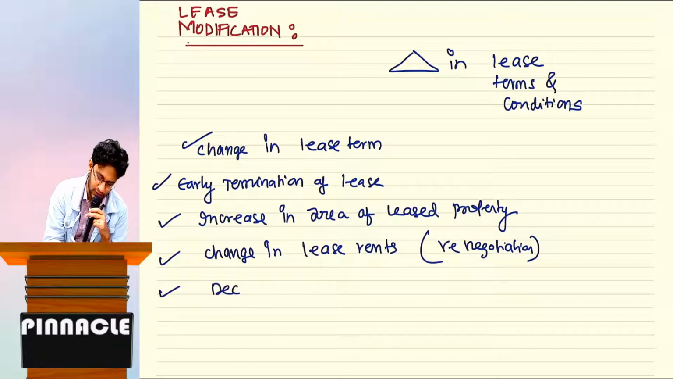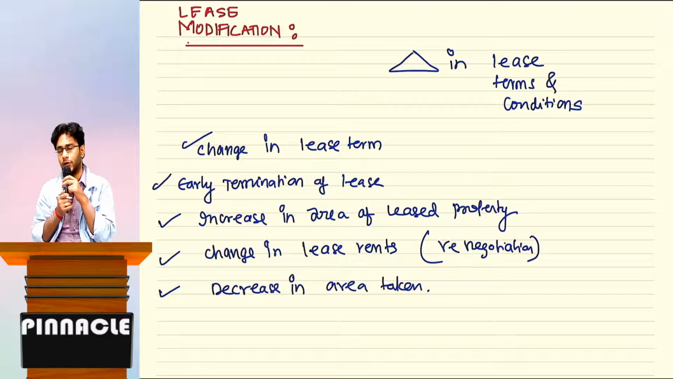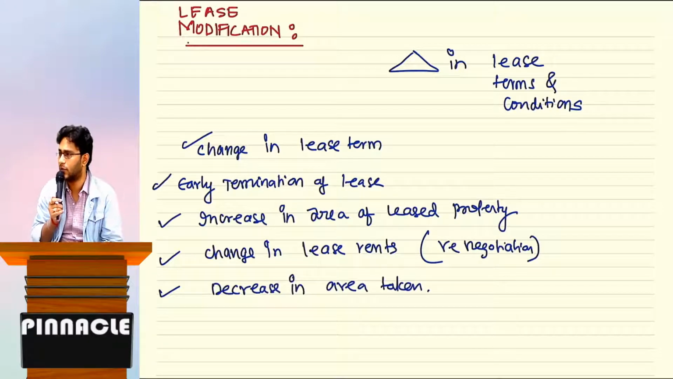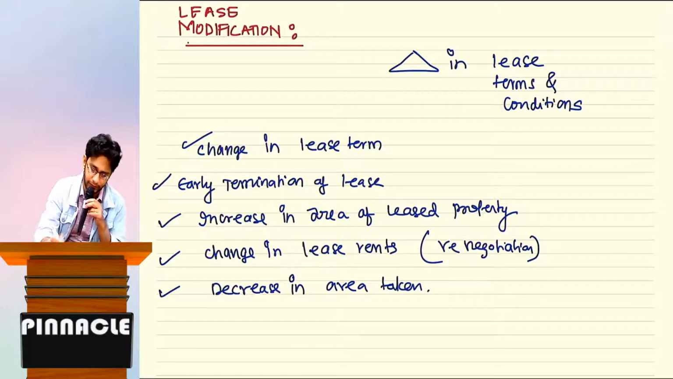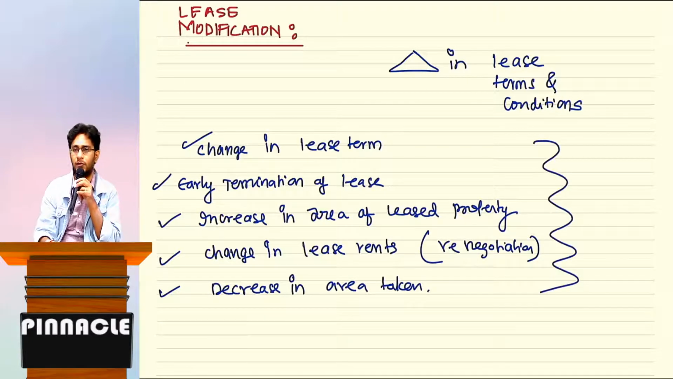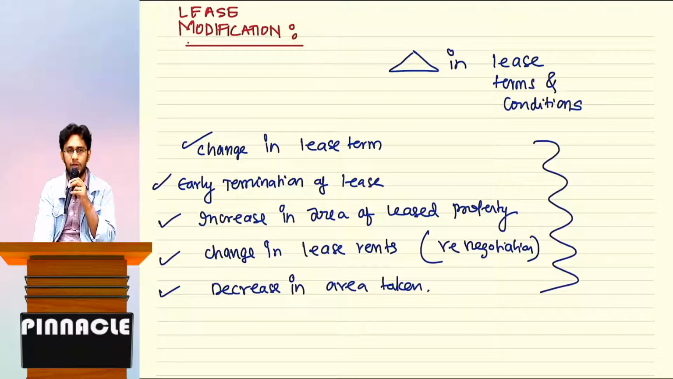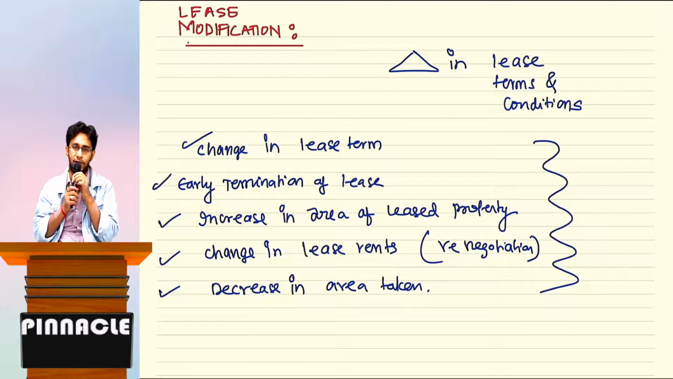Now I request the lessor that I'll pay a lower rent, and he accepted. Or decrease in area taken. Originally I took 2 floors. Now I say no sir, I don't want 2 floors, 1 floor and then we will continue. If you observe, all these are similar to the examples we did in reassessment. What is the difference between reassessment and lease modification? Reassessment is something which was originally planned at the time of the original contract itself. Modification is whatever change you are seeing that was not in the original contract; now you are incorporating it.